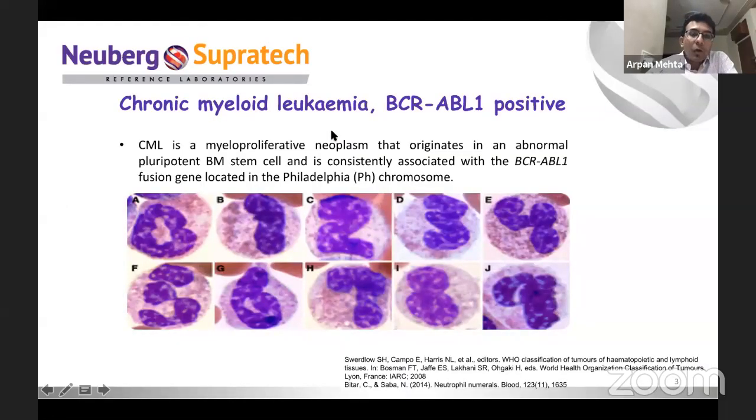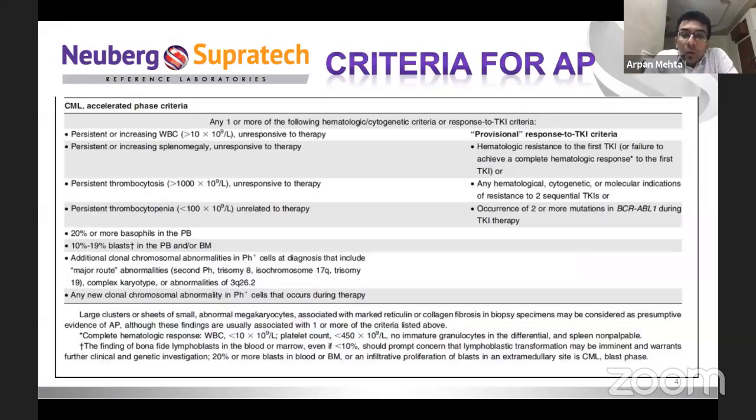So chronic myeloid leukemia is a myeloproliferative neoplasm that originates in an abnormal pluripotent bone marrow stem cell and is consistently associated with the BCR-ABL1 fusion gene located in the Philadelphia chromosome. As you all know, there are three phases of CML. It can be a chronic phase, it can be an accelerated phase, or it can be a blast crisis.